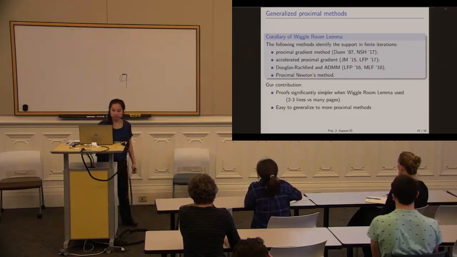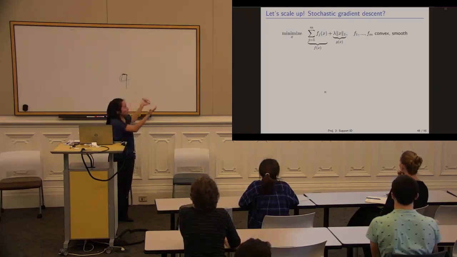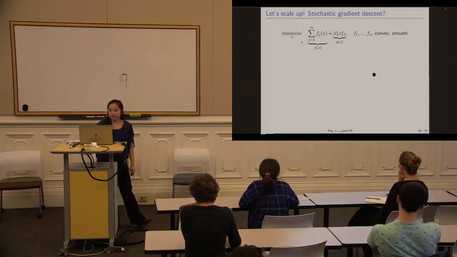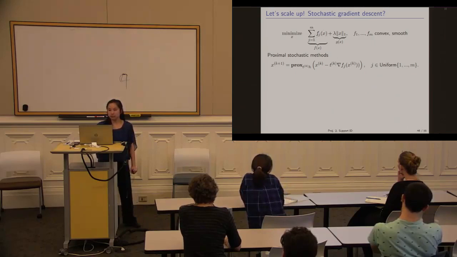Okay, so that was nice, but we really want to scale up, right? Most of us are probably not even using gradient descent anymore, we're just using stochastic gradient descent. So this is work in the stochastic gradient descent setting. Now, instead of taking gradient steps, we're taking stochastic steps. What does that mean? The problem we're trying to minimize is actually a composite of different convex and smooth functions. At each iteration, we pick one of these uniformly at random, take a gradient step, and then shrink it.